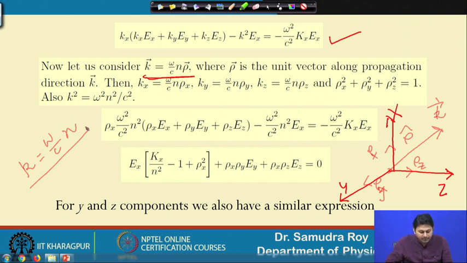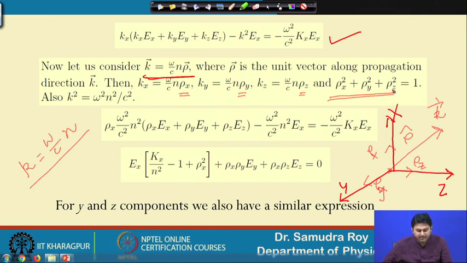If this is the amplitude of k, then the amplitude will remain the same. So, k x is the amplitude multiplied by rho x, and similarly for the other components, where these are the unit vector components along the 3 directions. Now, since rho is a unit vector, the sum of the squares of rho x, rho y and rho z will be 1, that is another identity we have.